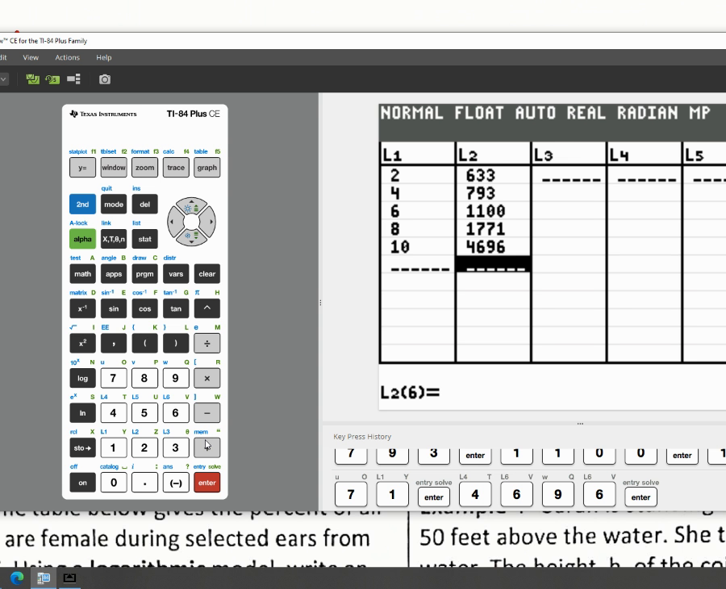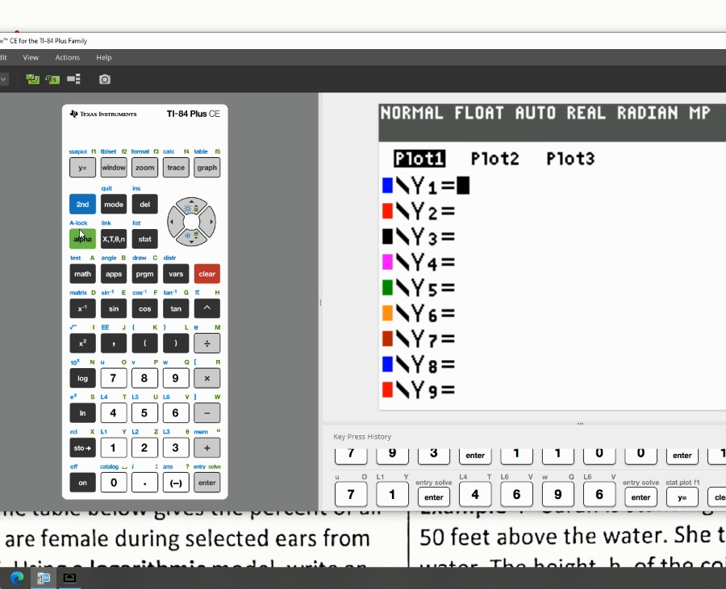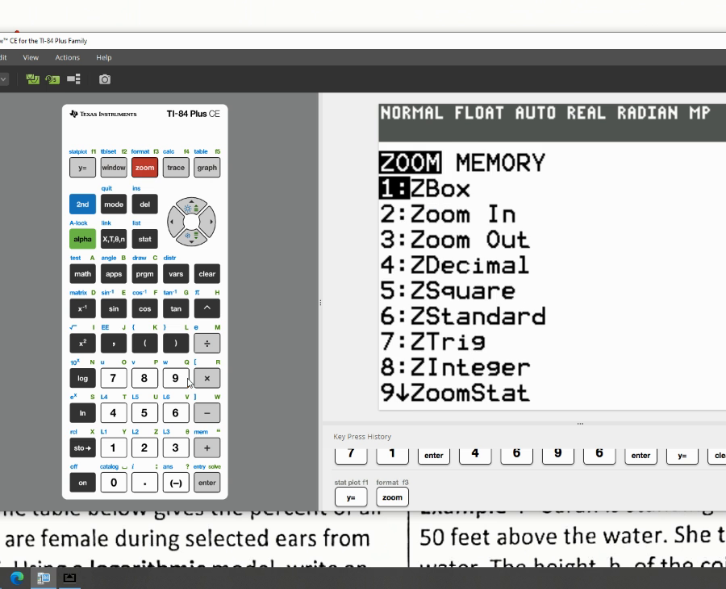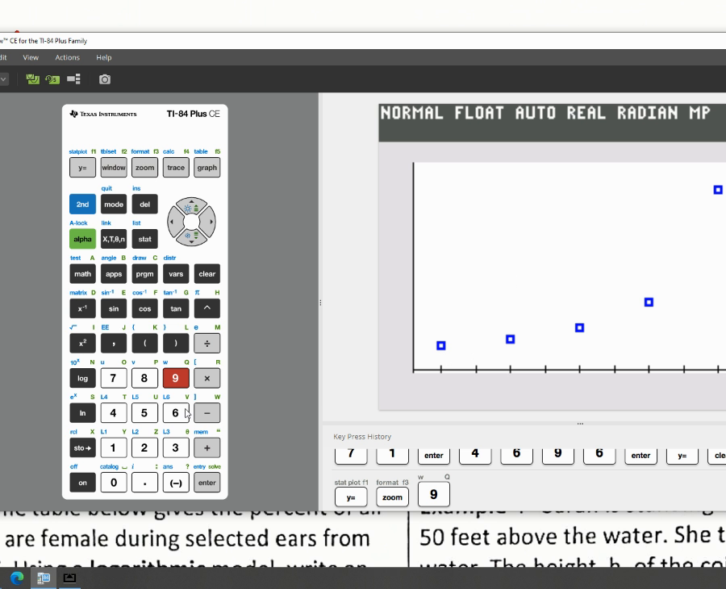Again, isn't my stat plot already on unless you reset your calculator? But what if it's not? What if it's not on anymore? Where do I go? Second, stat plot. Does it say plot 1 is on? Yes? Okay. So we're going to zoom in on our data, right? How do we zoom in on our data? Zoom number 9. And voila.